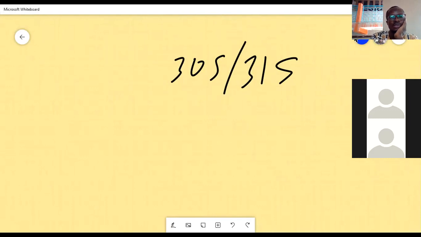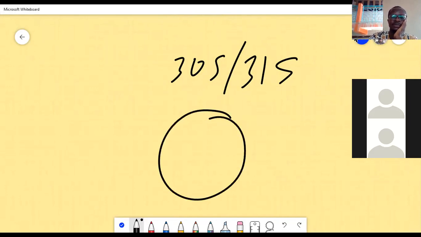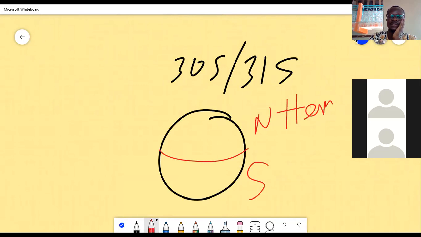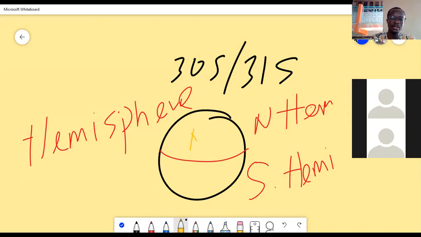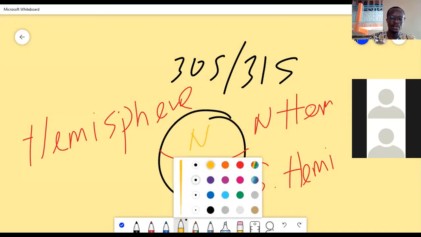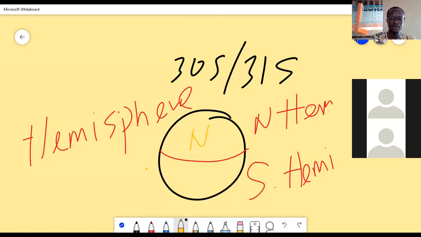All right, so 30 south, 30 north, and all that. What does it mean? Let me just depict it. So the Earth can be divided up into two hemispheres: the northern hemisphere, and then we can have the southern hemisphere. Let me spell hemisphere. It's like a sphere. Are you okay? All right. So north is actually here. Let me increase the width of my pen a bit. And then south is down there. Are you okay? All right.